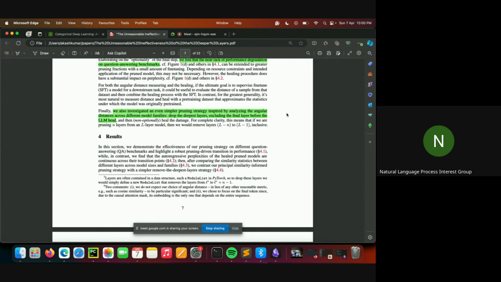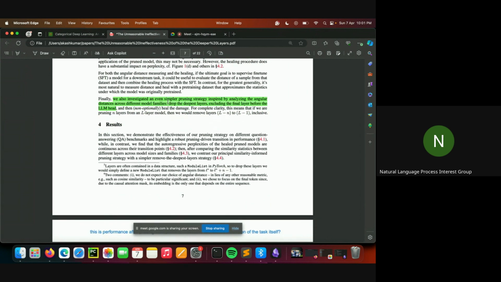last 5 layers of the model, excluding the final layer, because they identified that the final layer right before the output is really important for any model they tested, because it is doing some sort of reasoning. And yeah, so one of their naive approaches was just to drop the last 5 layers, excluding the last one.